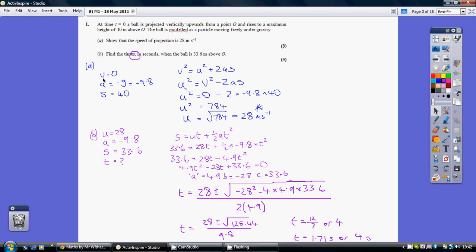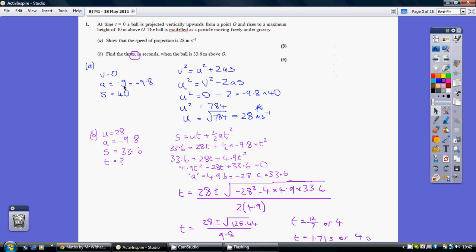For part A, we know that v is 0 at the peak of the projection upwards, so at the maximum point the speed is 0 for a second before it starts coming down again. We know the acceleration is against gravity, so it's minus g. As we throw a ball in the air, it is slowing down because it is fighting against gravity.